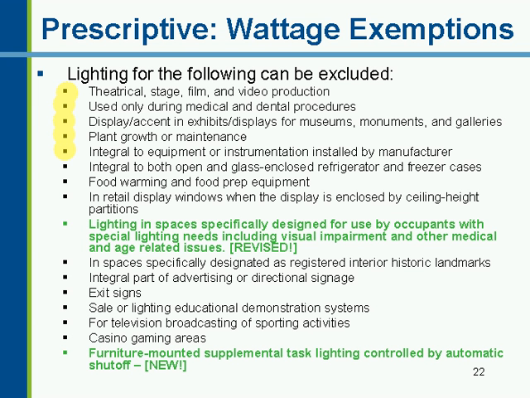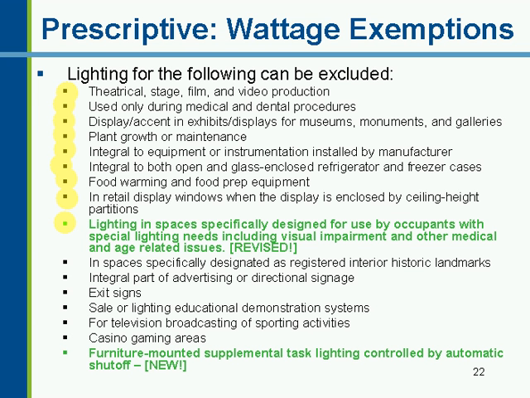If you have lighting that's part of equipment that's installed by the manufacturer, you don't have to count that. Similarly, lighting that's part of a refrigerator or freezer case that comes from the manufacturer that way doesn't have to be counted. Food warming and food prep equipment, again, is not illumination. It doesn't have to be counted. If you have a retail display window that's enclosed, in other words, it doesn't share space with the retail floor, that lighting is exempted. But again, it can't be open to the retail sales floor itself.